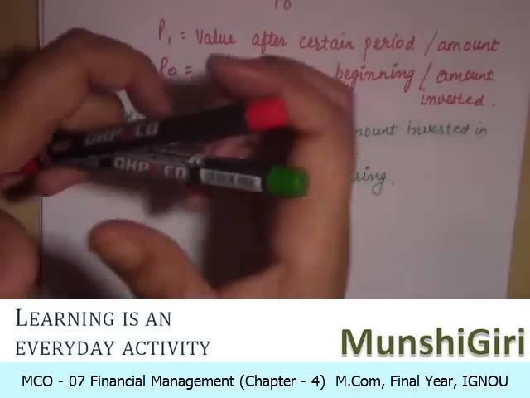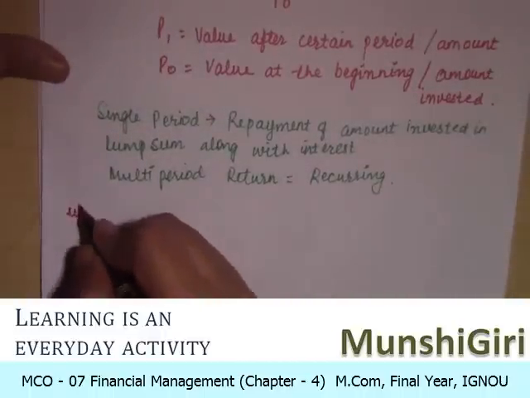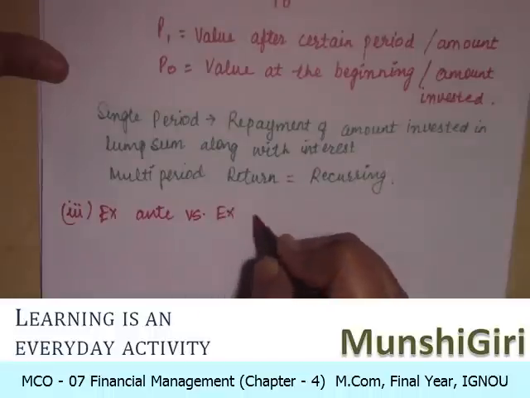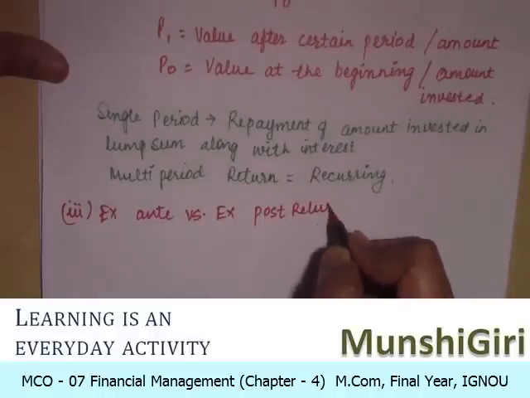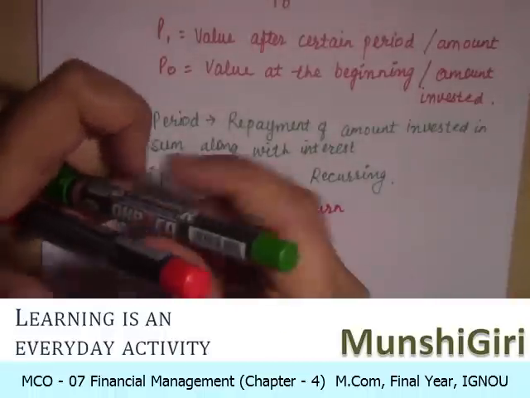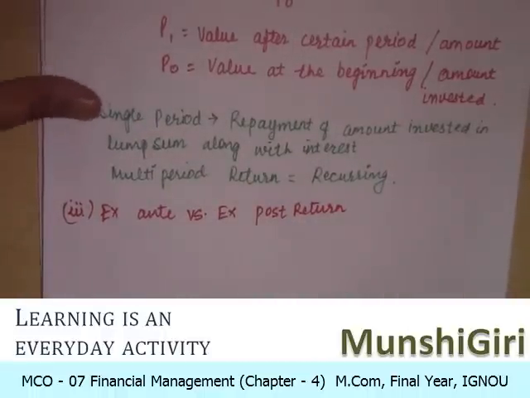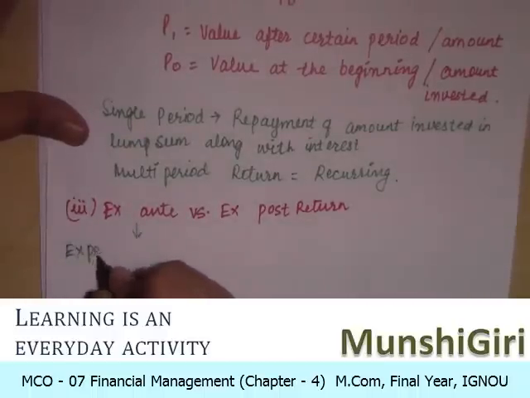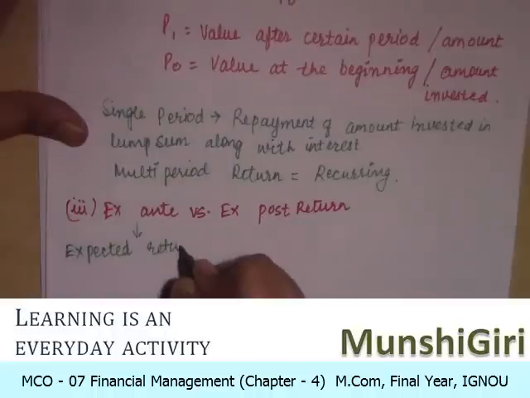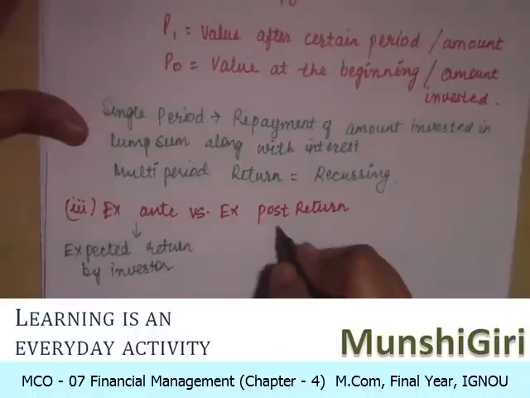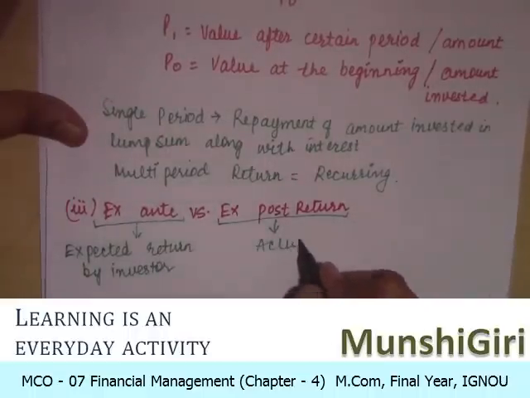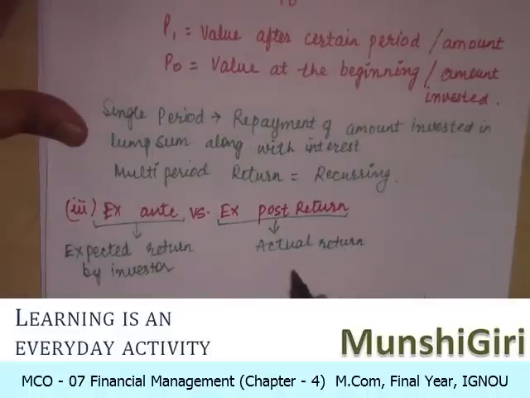Third is ex ante versus ex post return. Ex ante, it is the hope of the investor that he will realize a certain percentage of return. This is the expected return by the investor. Ex post return is the actual return realized.